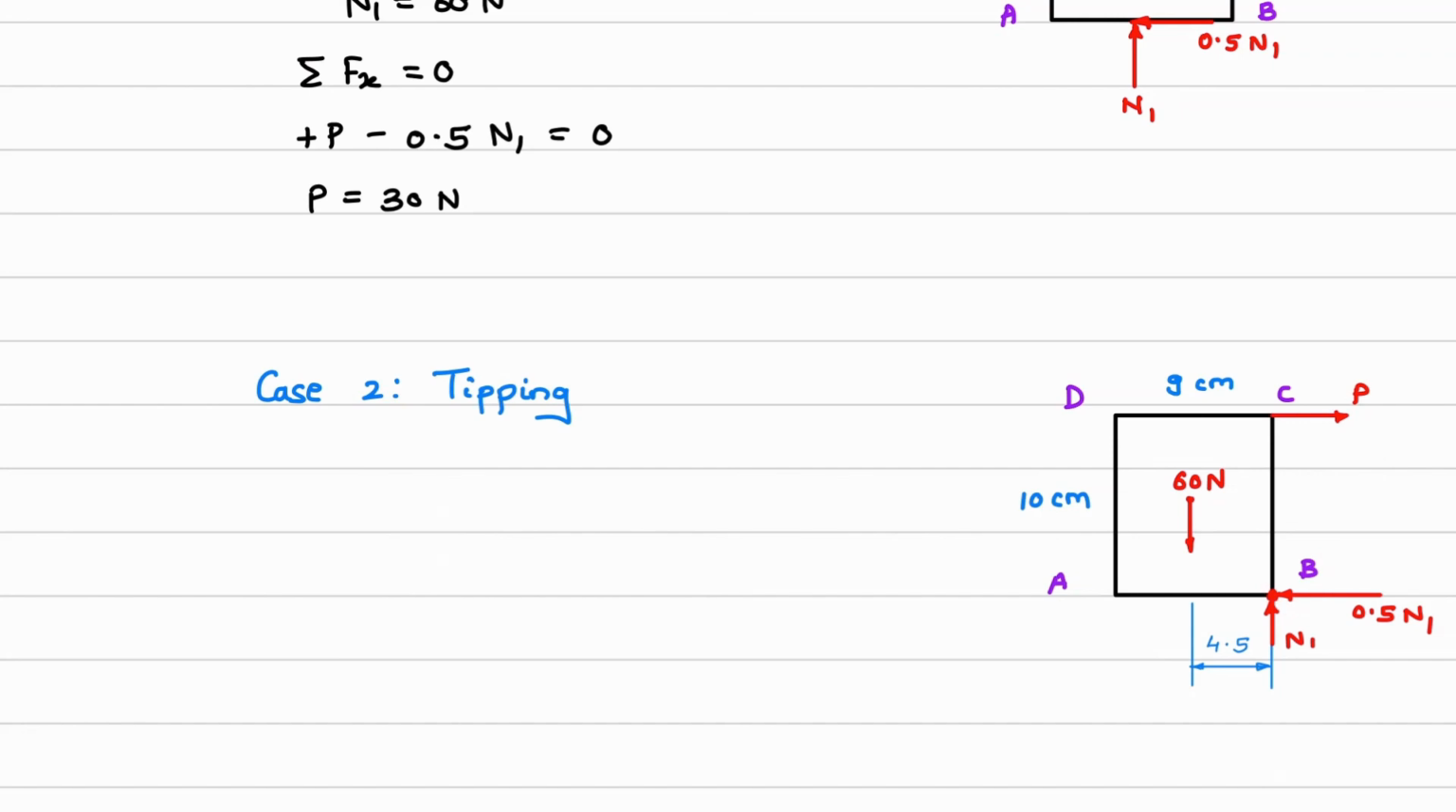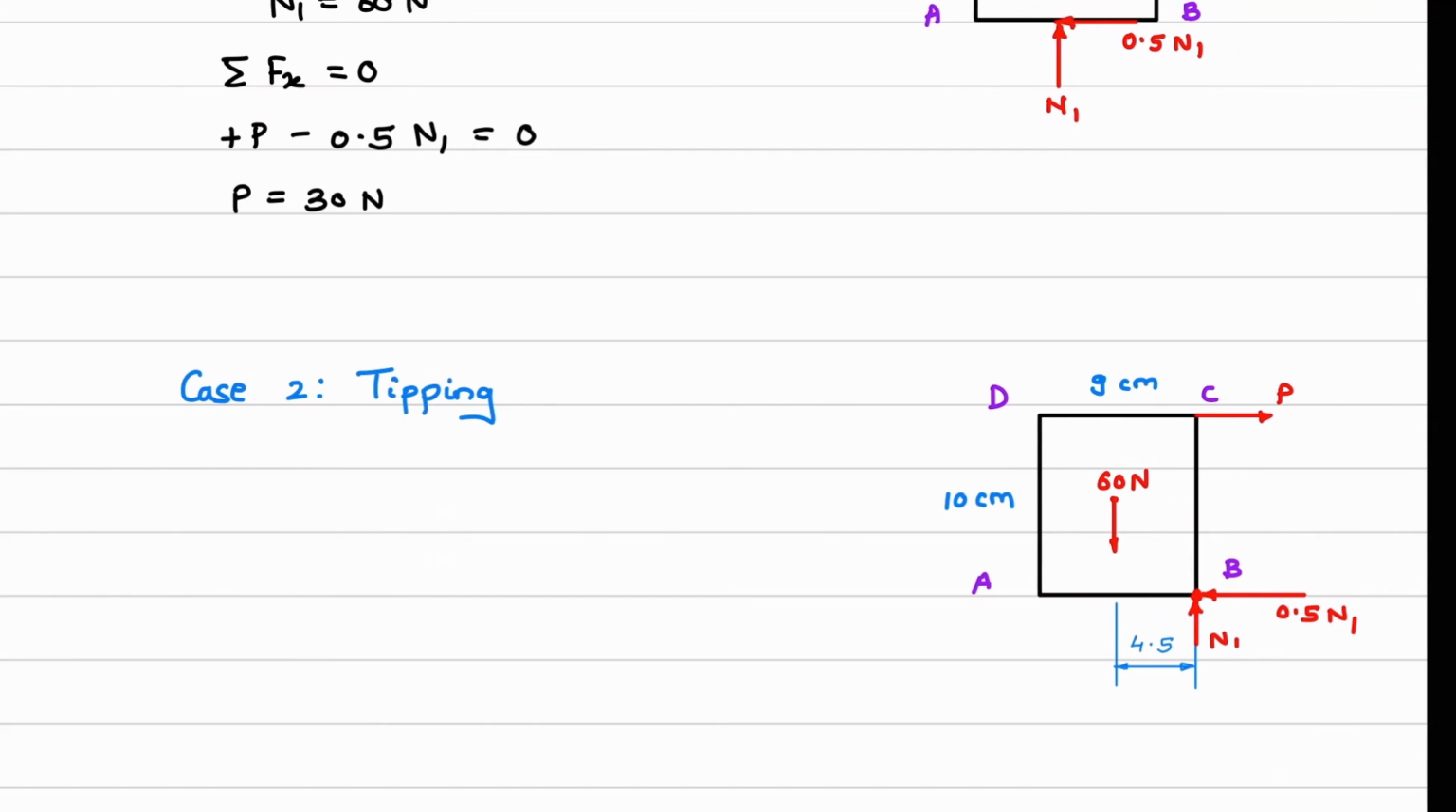Now since here we are considering tipping, friction force will be at point B and normal reaction will be at point B. So the diagram will look like this. After tipping, the block will be like this. So at this location, friction force is there, and here normal reaction is there.